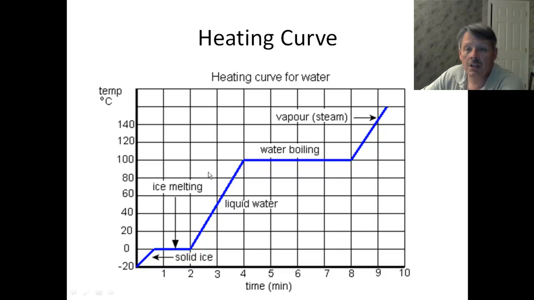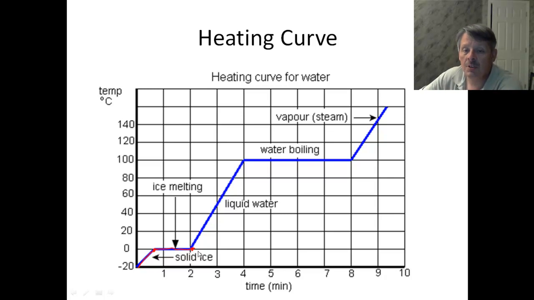So if I look at the heating curve, now with just words down here, you'll notice we have solid ice down below 0, but at 0 degrees Celsius, we have ice melting. So if I take some ice and I start heating it up, it's going to stay a solid until it hits 0 degrees Celsius. And then it is going to melt.